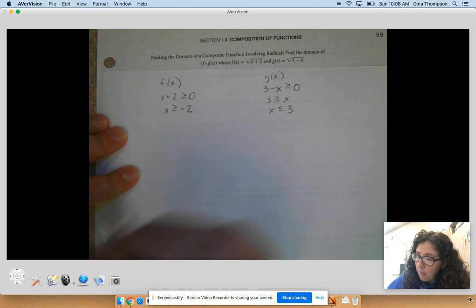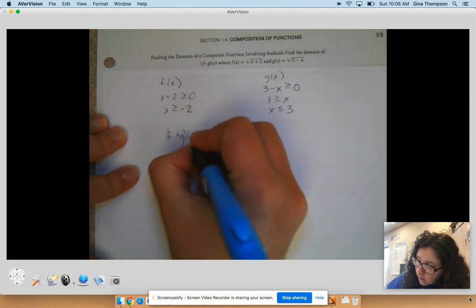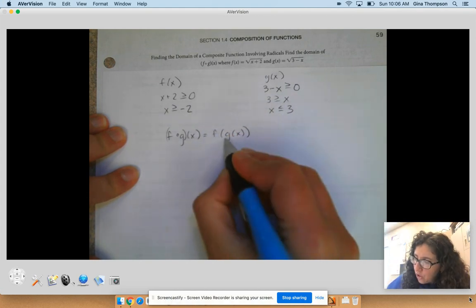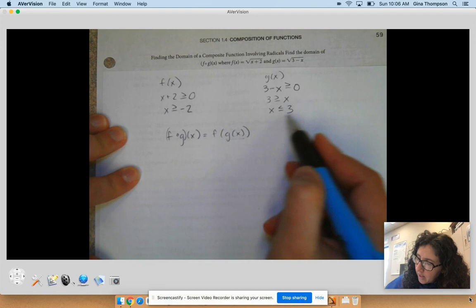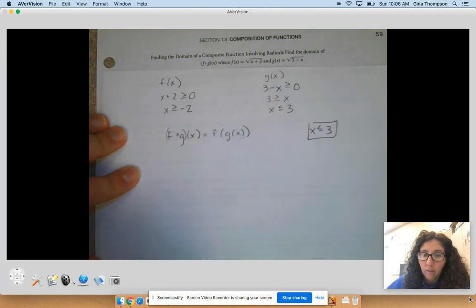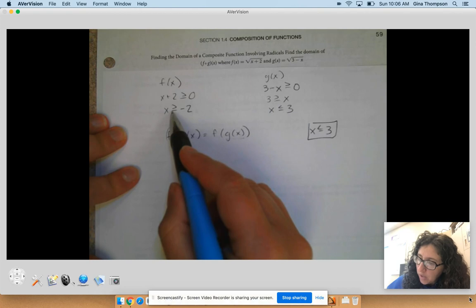Okay, so now let's think about our composite function. F composed with g of x is f of g of x. So let's look at our internal function, g of x. This is definitely one of our restrictions. We need x to be less than or equal to 3. Okay? Well, how about the output here? We need the output of this to be greater than or equal to -2.